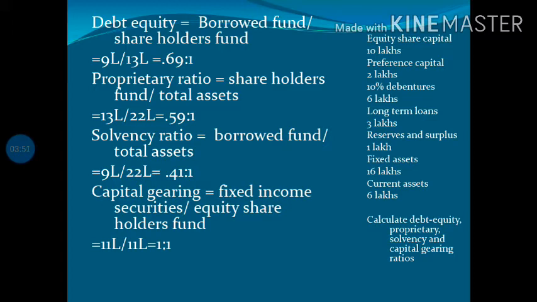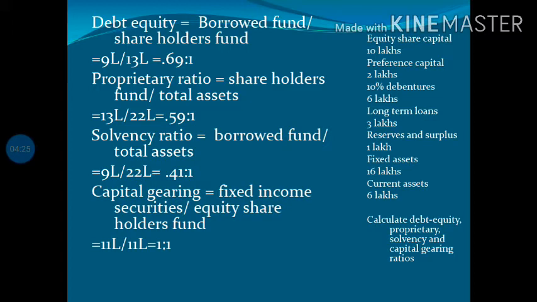Then next, proprietary ratio. Proprietary ratio is equal to shareholders fund divided by total assets. Shareholders fund, here we have already calculated 13 lakhs, divided by total assets. Here there are two assets given in the question. Fixed asset is 16 lakhs, current assets 6 lakhs. So 16 plus 6, 22 lakhs. So proprietary ratio is equal to 13 lakhs divided by 22 lakhs, which is 0.59. So the ratio is 0.59 to 1.